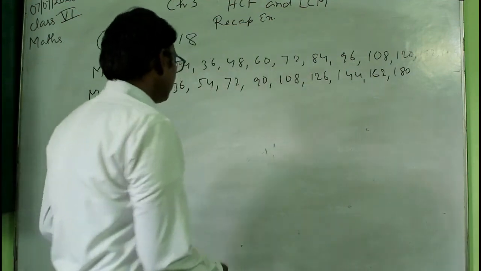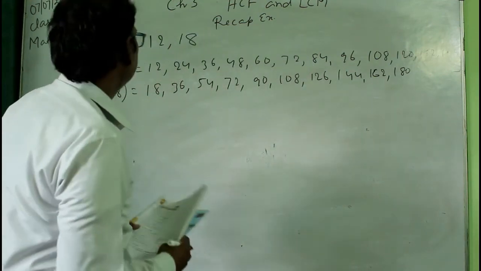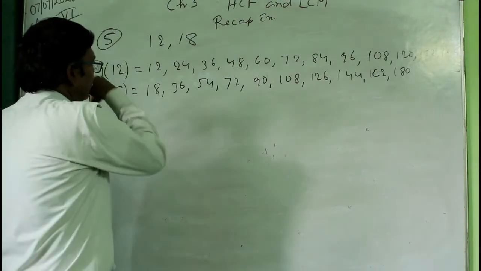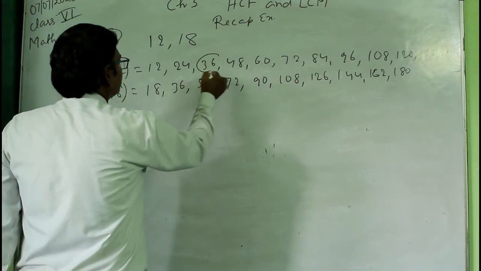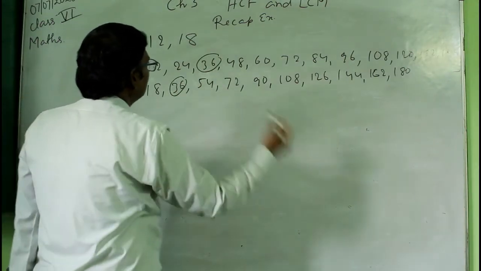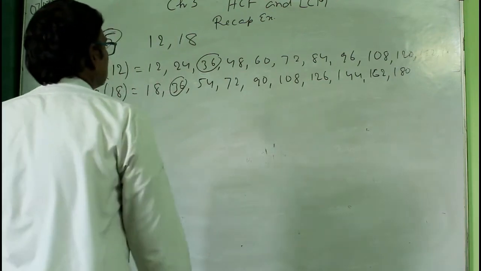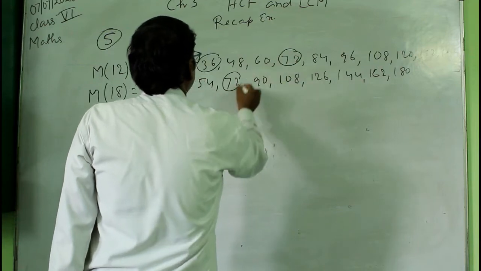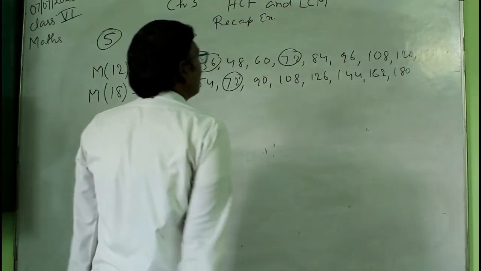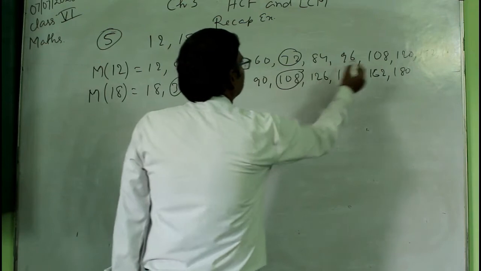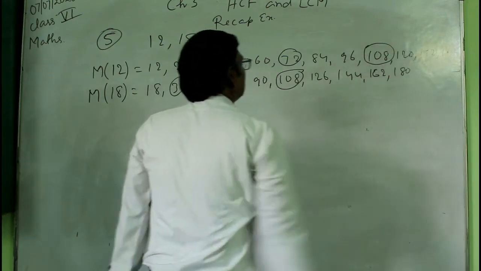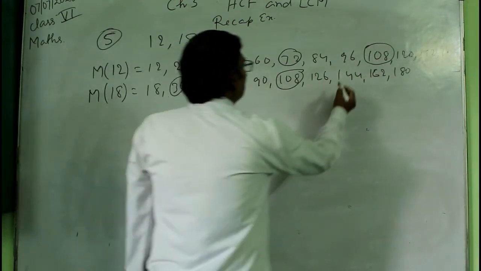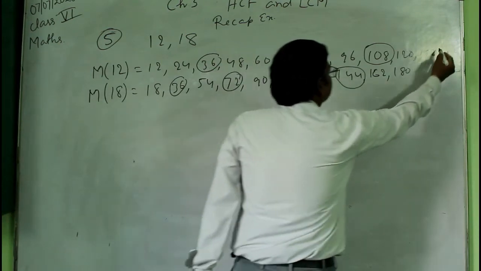Like this. Now we will find the 4 common multiples here. So what is common here? The first common one is 36. What is the next common here? 54, 72. So 72 is common. Then next, what is common? Here 108 is common. Then the next one, 144, is also common here.